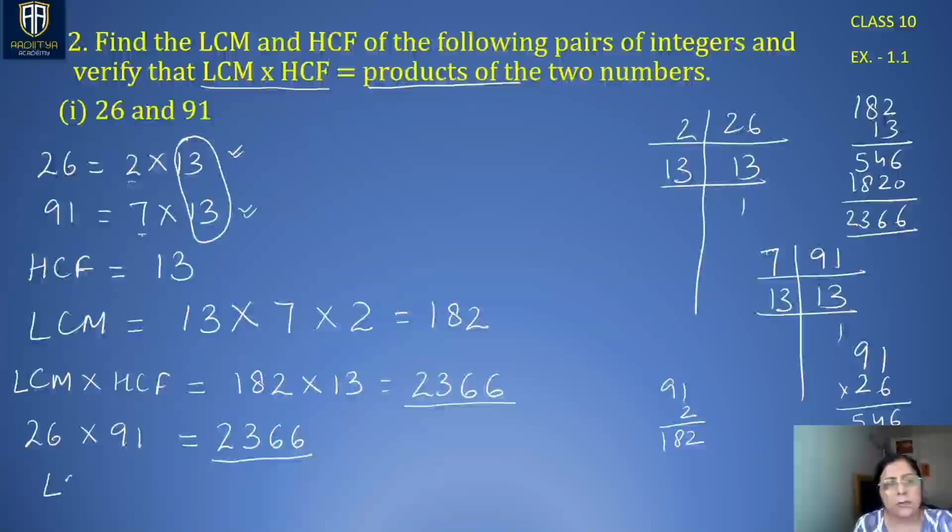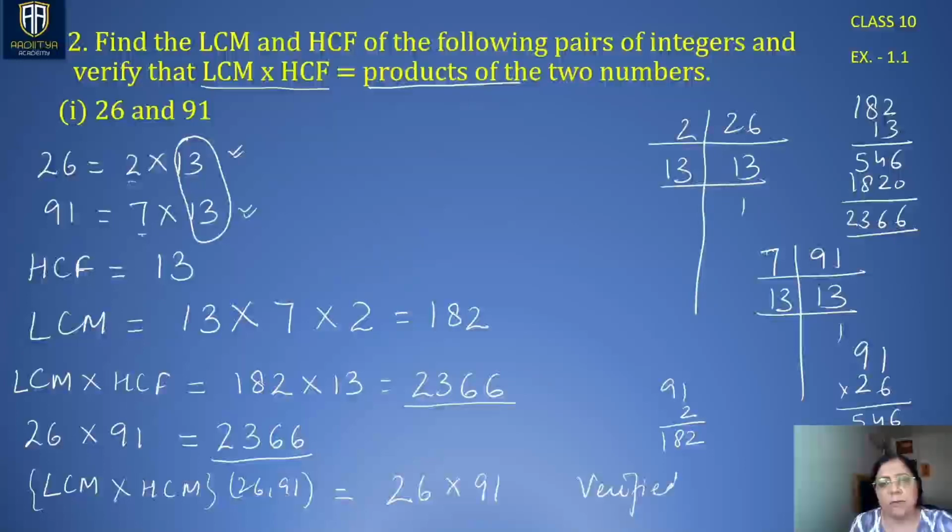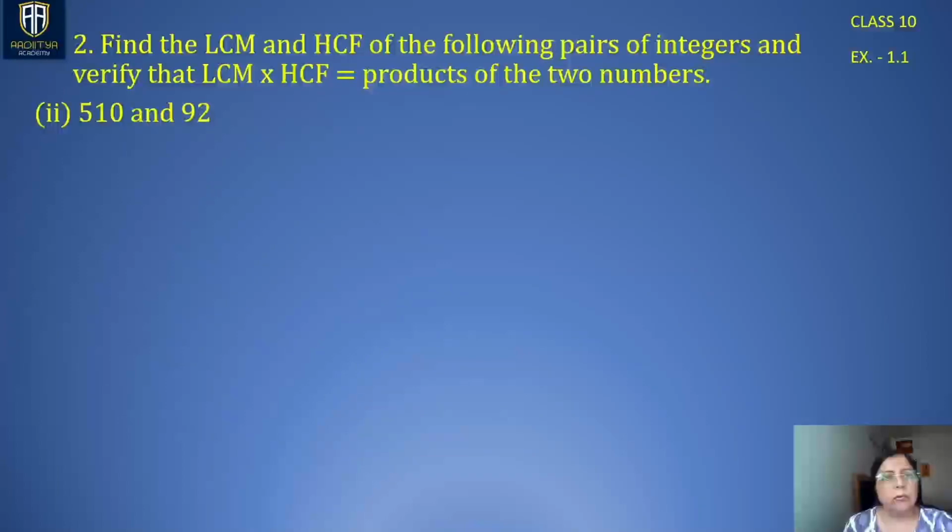So we can say that LCM into HCF of 26 and 91 is equal to the product of 26 and 91. Hence, we have verified. Right? So this was the first part of the second question. Next we have to perform the same operation on these two numbers, 510 and 92.